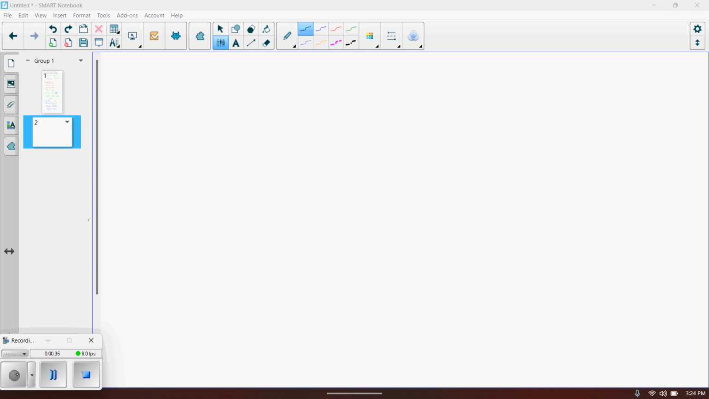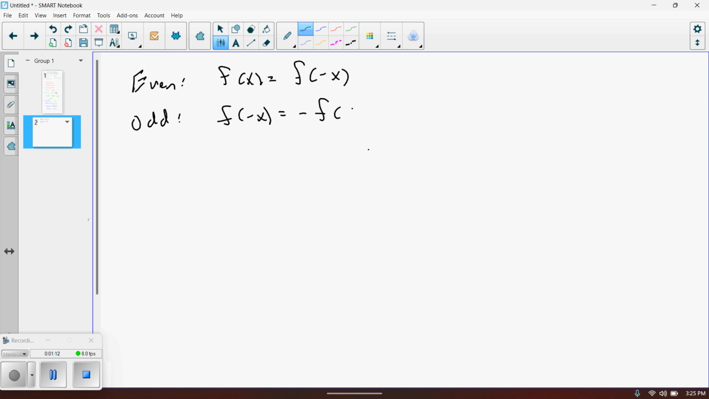So you've probably done this before. For something to be an even function, that means that the function evaluated at x has to be the same thing as the function evaluated at negative x. So f of x and f of negative x both have to be the same. In order for something to be an odd function, the function evaluated at negative x has to be the same thing as the negative of the function evaluated at positive x.